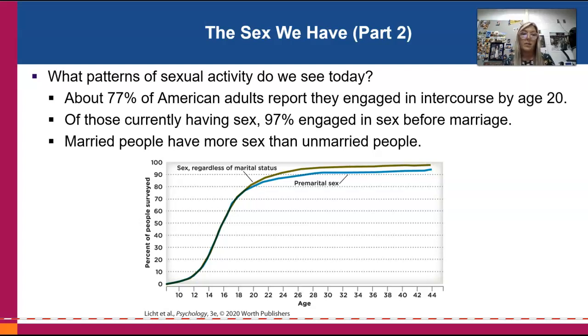About 77% of American adults report they engaged in intercourse by the age of 20. I think that number is a lot lower. Of those currently having sex, 97% engaged in sex before marriage. That's a lot. Married people have more sex than unmarried people. Believe it or not, a very stereotypical thing is to say that once you get married, you don't have sex. No, actually, quite the opposite.